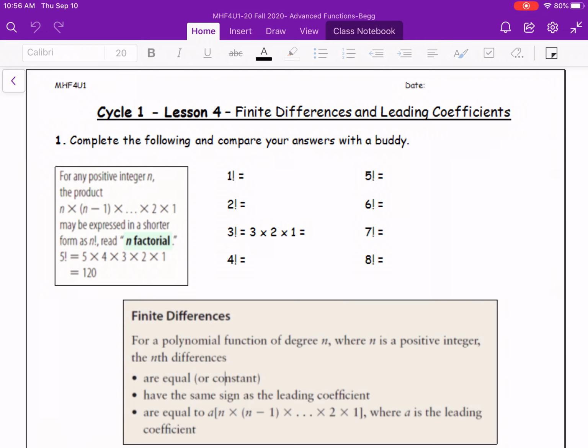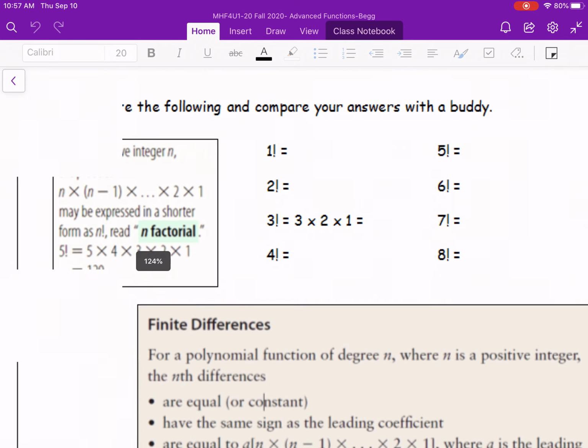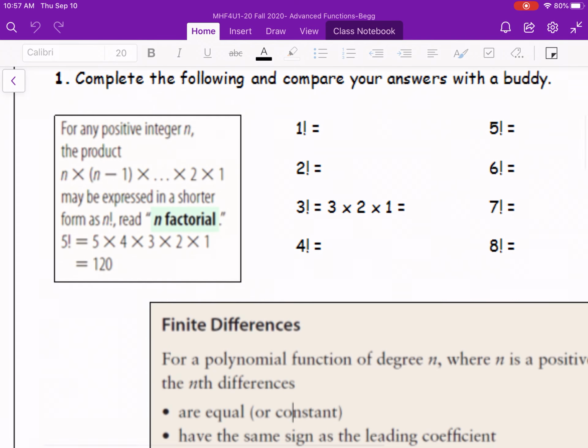Cycle 1, Lesson 4, Finite Differences and Leading Coefficients. This is a nice short lesson today. So, let's start with a new definition for you.